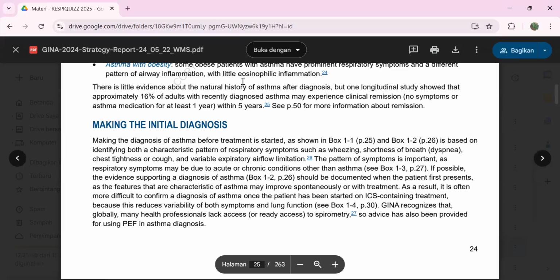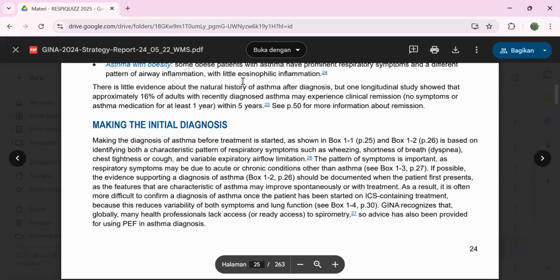The pattern of symptoms is important, as respiratory symptoms may be due to acute or chronic conditions other than asthma. If possible, the evidence supporting a diagnosis of asthma should be documented when the patient first presents, as the features that are characteristic of asthma may improve spontaneously or with treatment. As a result, it is often more difficult to confirm a diagnosis of asthma once the patient has been started on ICS-containing treatment, because this reduces variability of both symptoms and lung function.